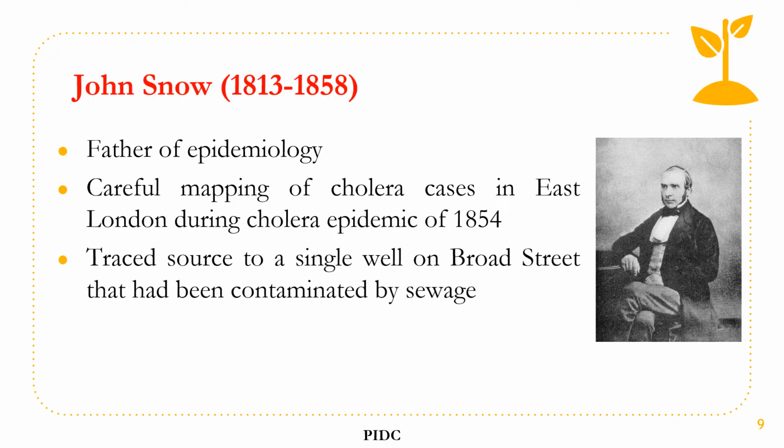John Snow is the father of epidemiology. He was the one who mapped the cholera cases in East London during the cholera epidemic of 1854. He traced the source to a single well on Broad Street that had been contaminated by sewage and was responsible for cholera.